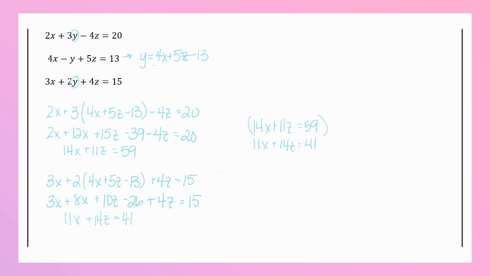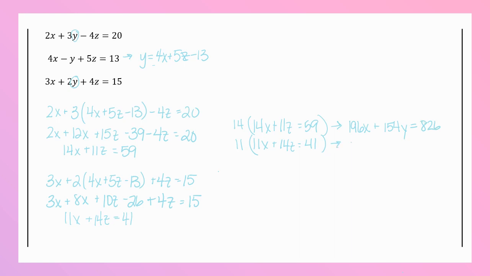Remember that the easiest way to do this is really just to multiply the equation by the other coefficient. So I'm going to multiply the top equation by 14 because that will give my z's the same, and I'm going to multiply the bottom equation by 11 because that will also give me the same z's, okay? So 14 times 14x is 196, plus 11 times 14 is 154. And 59 times 14 is 826.